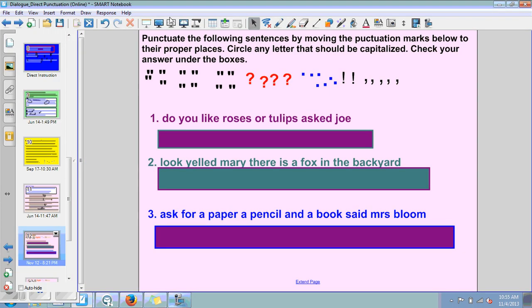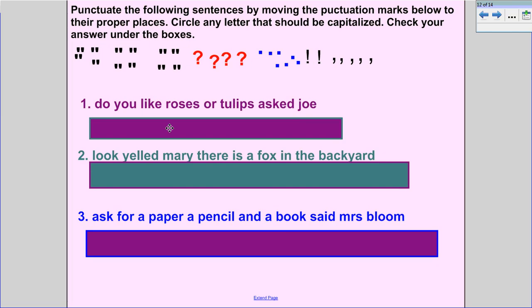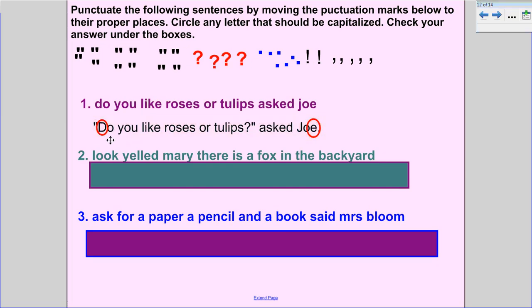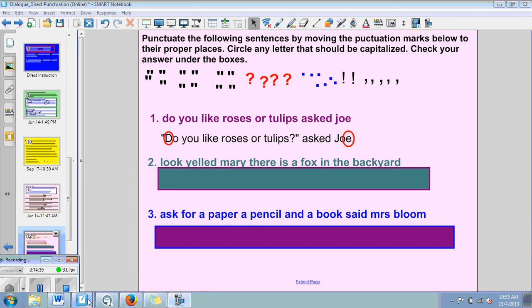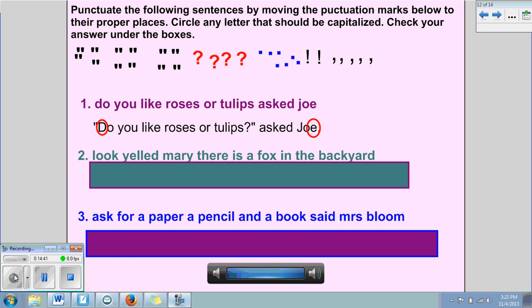All right, let's go ahead here and look at sentence 1. I'd like you to double check your work. Please notice that we have to capitalize the "do" here because that is the first word of a sentence. Also, our quotation marks are around "Do you like roses or tulips," because that's what Joe is asking. Joe is asking a question, so therefore you're going to put a question mark there. Please also notice that the period here comes at the end of the sentence.